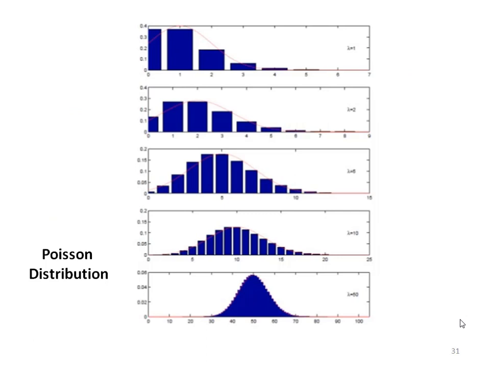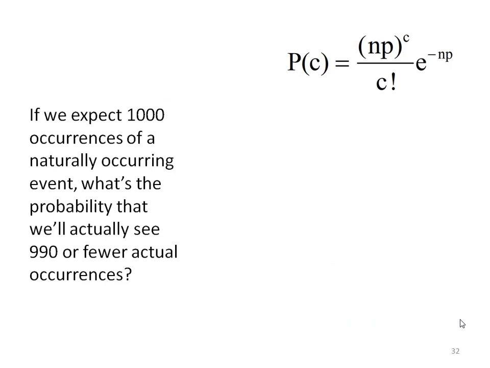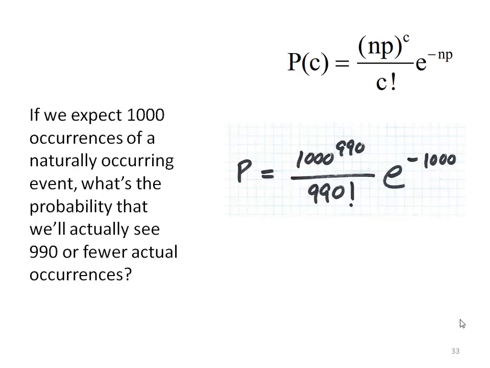The Poisson distribution gives us the same basic effect. As n increases, it looks more and more like the normal curve. So we can give them a problem like 1,000 widgets being created and ask the probability of seeing 990 or fewer actual successes. So again, we plug the numbers into the formula.